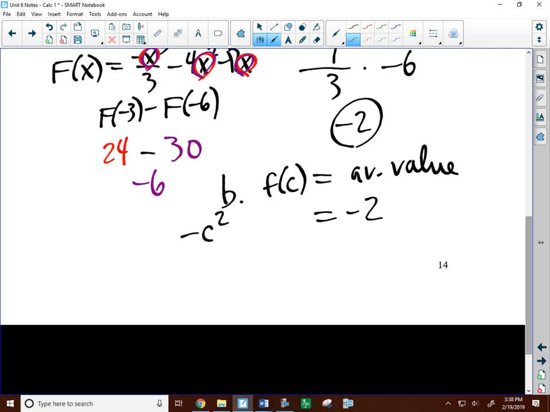F of c is the function with c plugged in. Little f, not capital F, just the original function. So think about it, we're finding where the original function has its average value. We're setting the average value equal to the original function, finding out where that occurs.